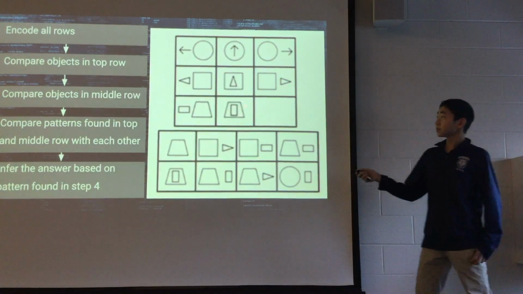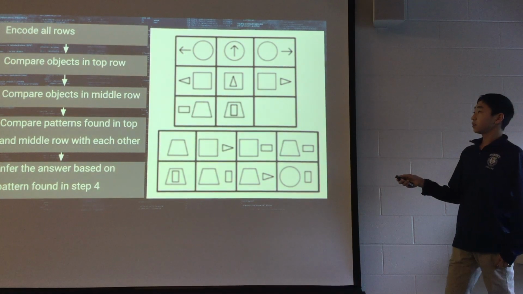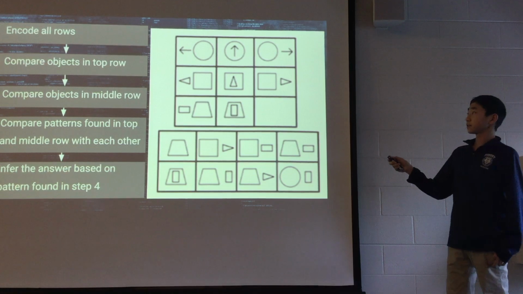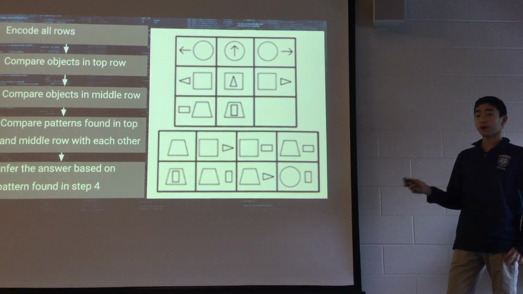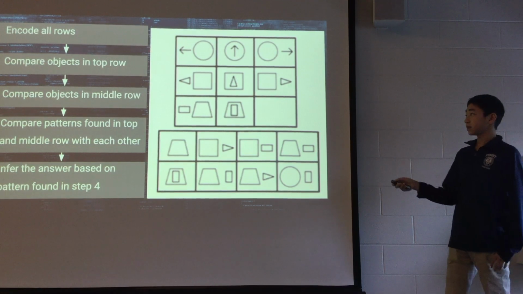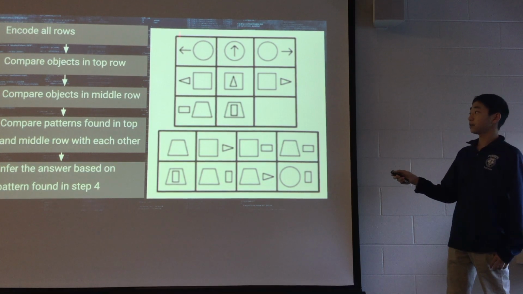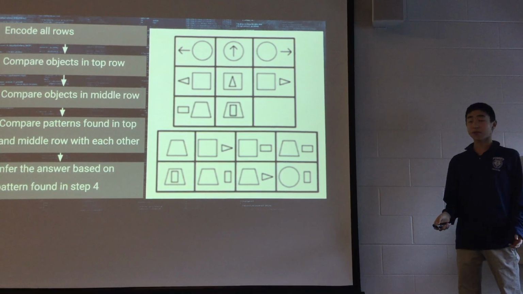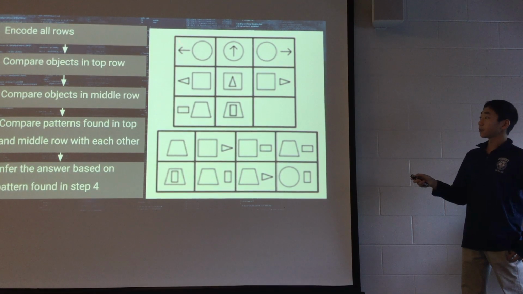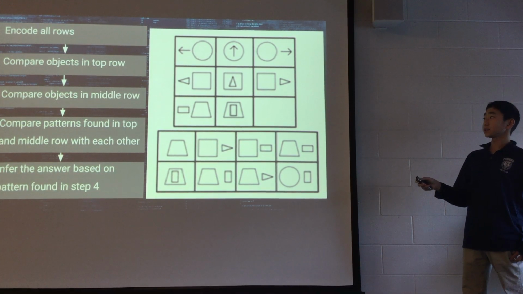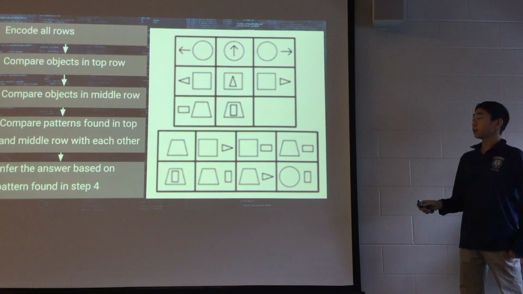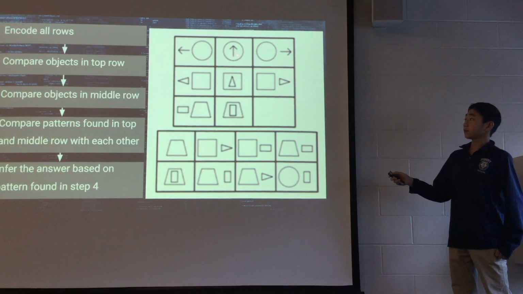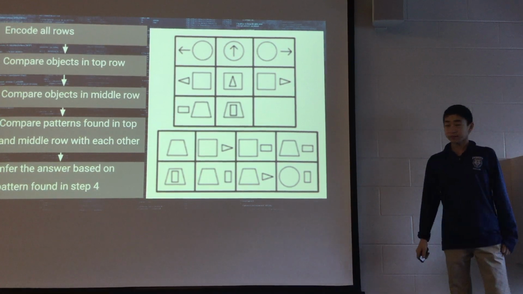So let's apply that to this problem. Step 1, it'll encode every row. So if you take this square, for example, it notices that there's a circle on the left and an arrow to the right of it facing towards the right, and so on and so forth for all of the 8 squares. Step 2, it'll compare every object in the top row with each other. So from the first to the second box, it notices that the arrow shifts 90 degrees and moves to the right. And it notices the exact same thing from the second box to the third box.